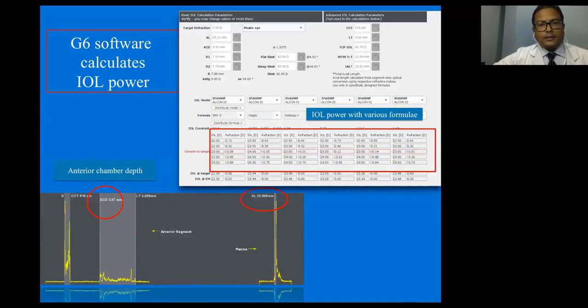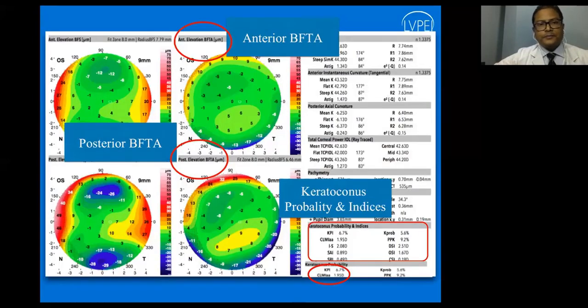The best fit toric aspheric surface is actually a newer evaluation which is much more sensitive in detecting subclinical keratoconus. This is the calculation software for intraocular lenses. And as I was discussing earlier, the unit gives the anterior and the posterior best fit toric aspheric surface. So these are very sensitive to detect any subclinical keratoconus. And all the keratoconus probability indices are also given as one map in the bottom right of the display.